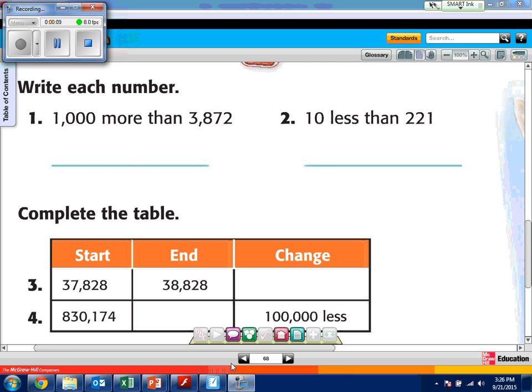I wanted to go ahead and talk to you about our lesson today. For our lesson today, it's going to have a lot to do with adding and subtracting. So let's go ahead and get started right with it. It says right here that I'm going to go ahead and write each number.